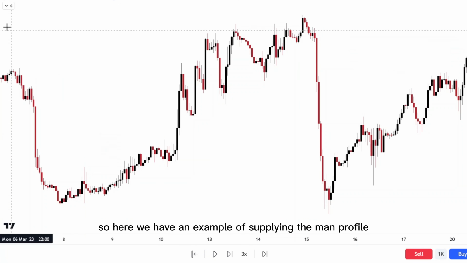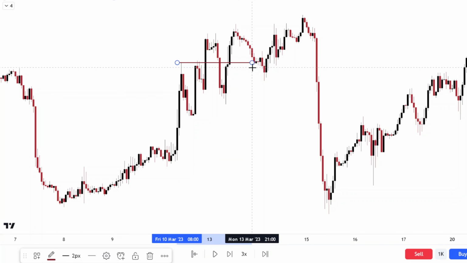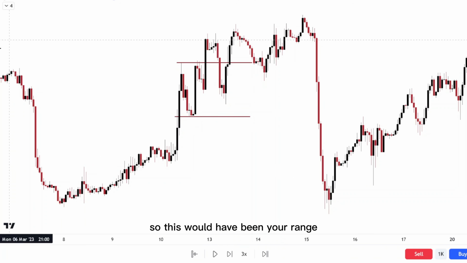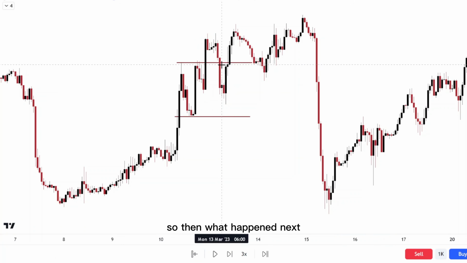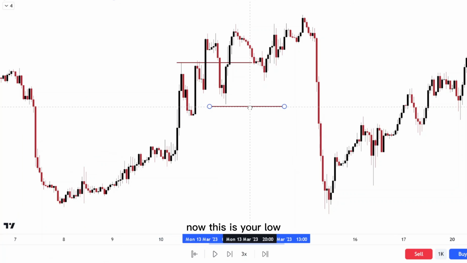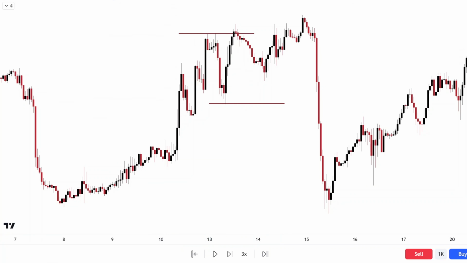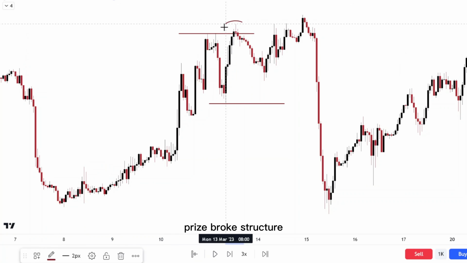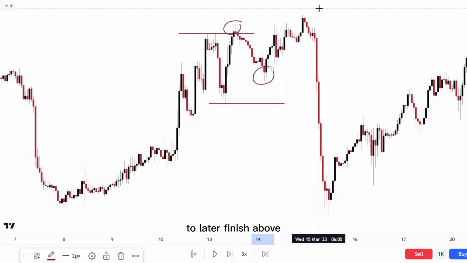So here we have an example of a supply and demand profile. So here you have your swing. So this would have been your range, and price broke structure, closed above, and then came back inside of the range. So then what happened next? Now this is your low, and that previous swing is your high. Price broke structure and then came back inside of the range.